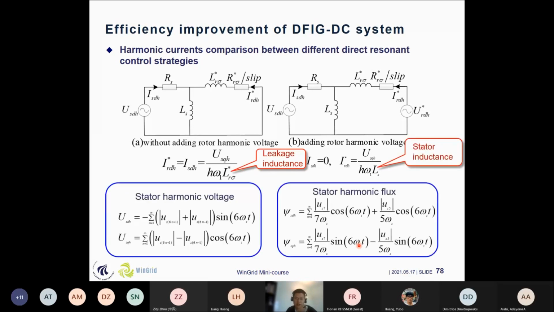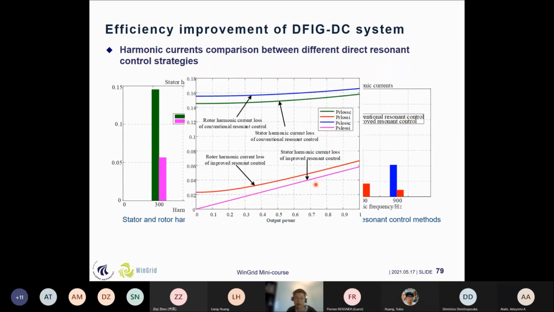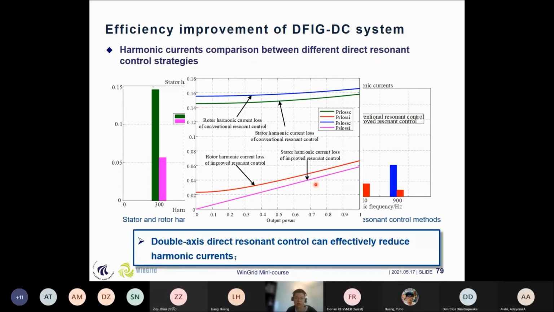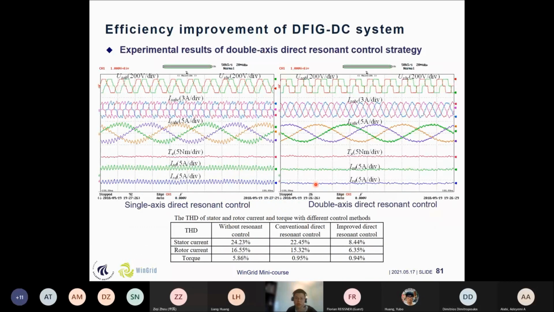And this is the deduction of the stator harmonic voltage and the stator harmonic flux. We can see the relationship between the conventional resonant control and the improved resonant control: we can not only eliminate the torque ripples, but also reduce the current harmonics. This is a comparison of the losses, and we can see that the double X has very good performance. Then we did some experiments for verification. We can see that not only is the current more sinusoidal, but the torque ripple is also suppressed.